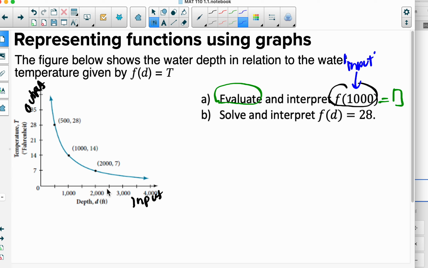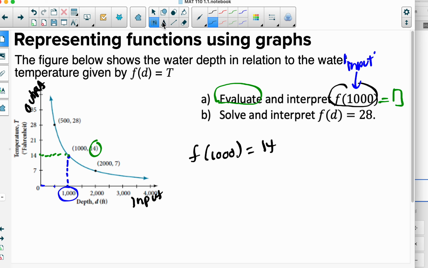So I'm going to look on my inputs. Here's my inputs. I'm going to come over. I find 1000. I'm going to travel up until I hit the graph right there. And when my input's 1000, my output is 14. So I can write this as F of 1000 is equal to 14.